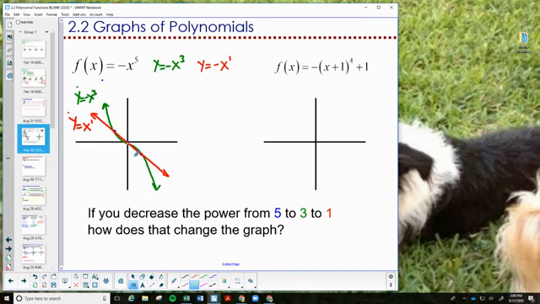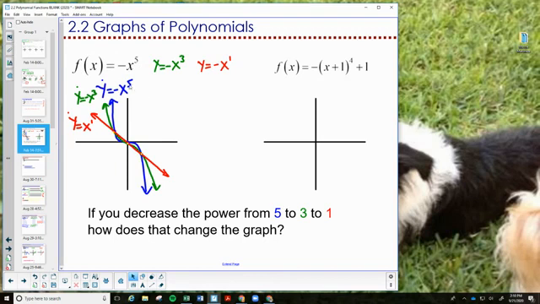They both go through the origin. When x is negative 1, y is positive 1. When x is positive 1, y is negative 1. So those graphs intersect at those points. That can help us imagine what y equals negative x to the power 5 is going to look like. If we put in negative 1, we're still going to get 1 out. If we put 0 in, we're still going to get 0 out. If we put 1 in, we're still going to get negative 1 out. But how the graph actually behaves between those points will be different.